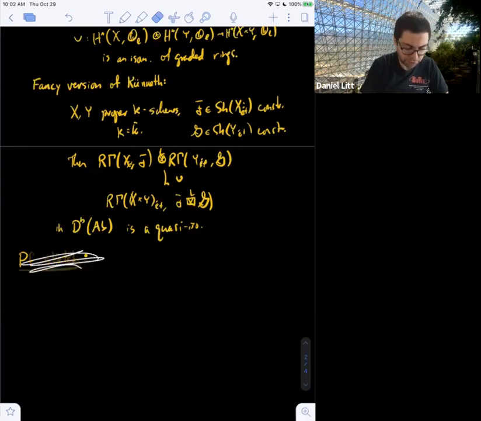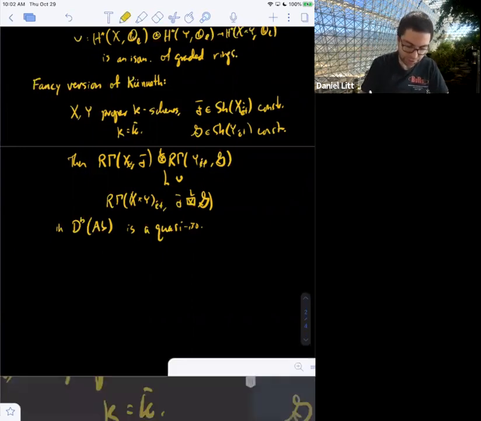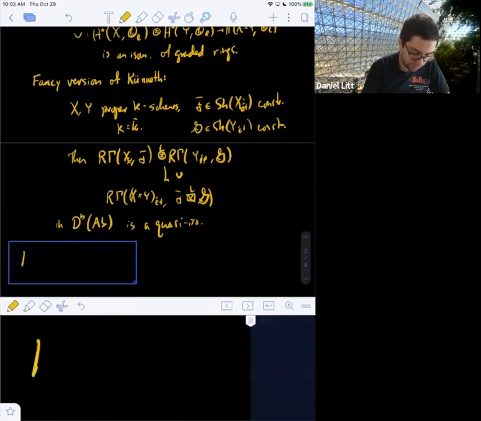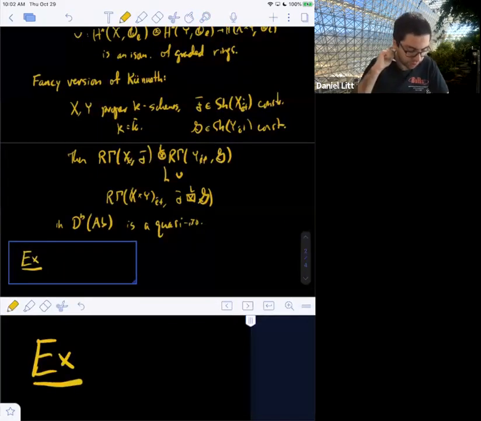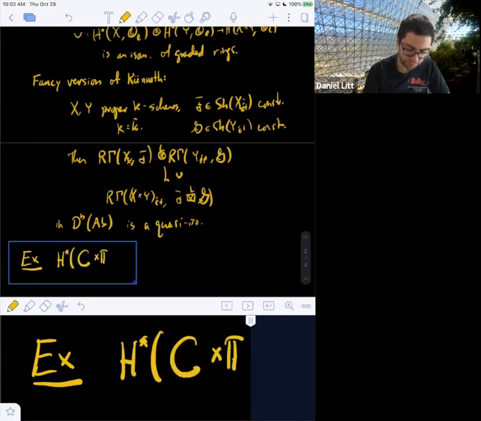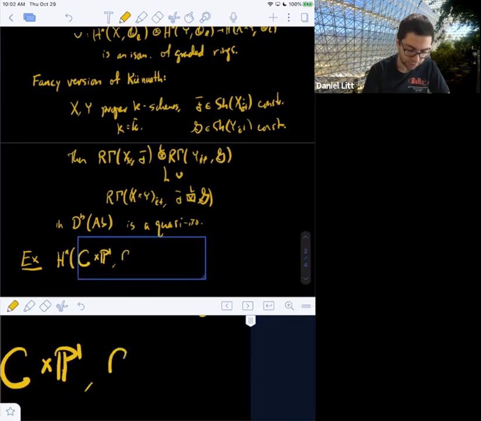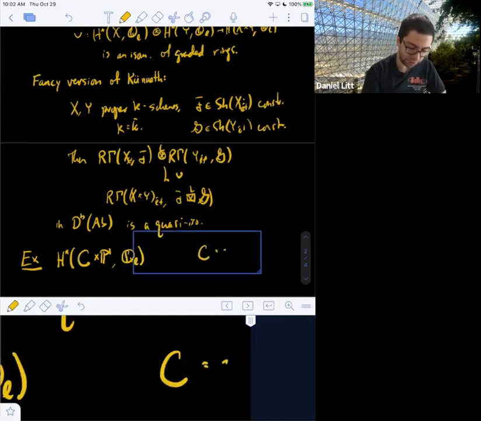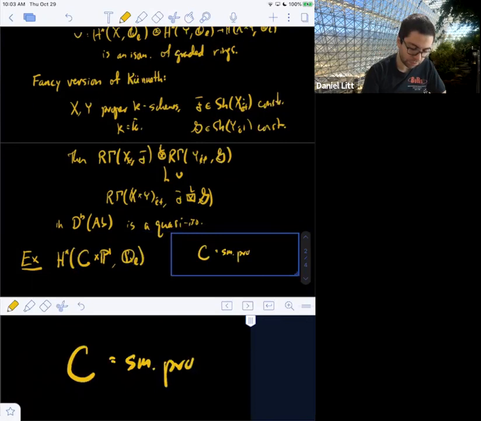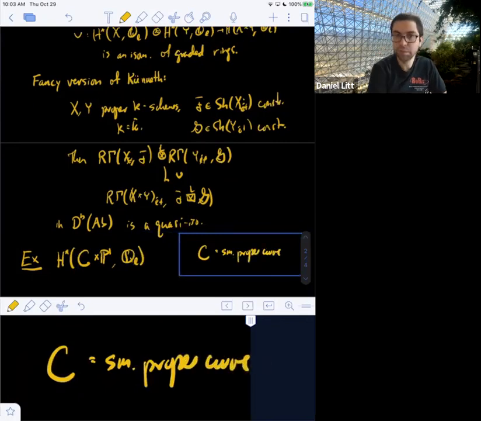Maybe actually before I do the proof sketch, let me just give one example since Arvind asked for some examples. So let's just take a curve. Let's just compute now the cohomology of a curve C times P1, let's say with QL coefficients. So can anyone tell me what this is going to be? Here, let's suppose C is a smooth proper curve. Any thoughts?